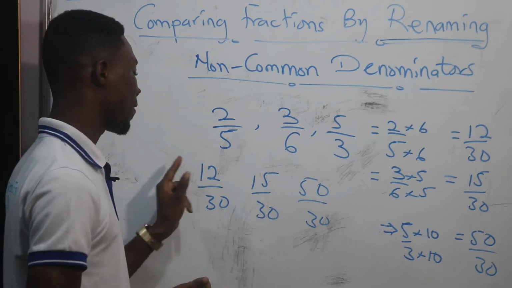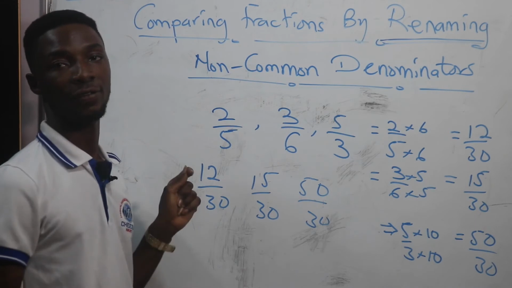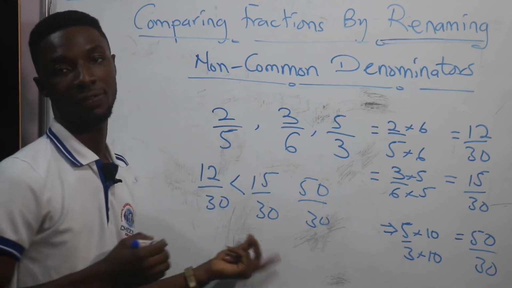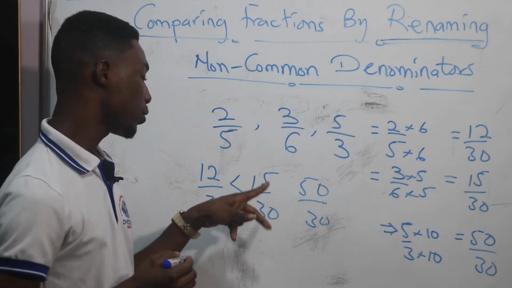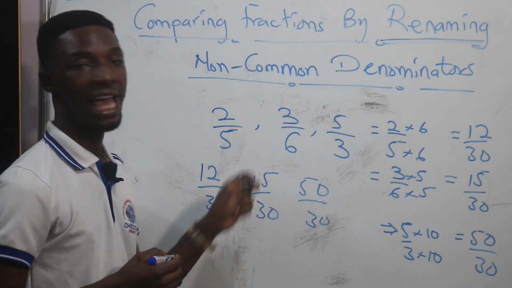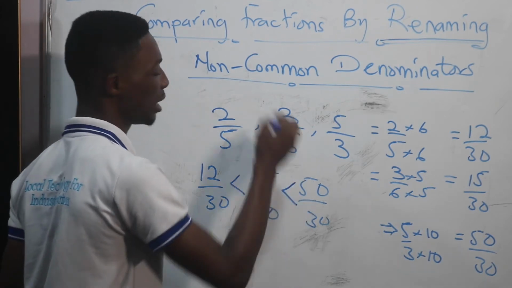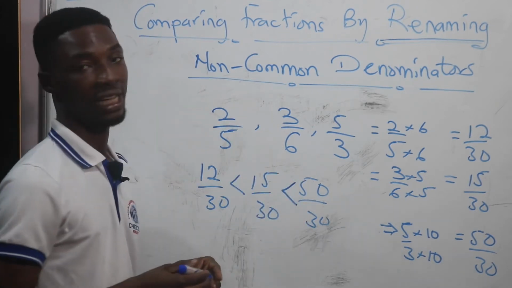Comparing the numerators, we can see that 12 is less than 15. So it means that 12 out of 30 is less than 15 out of 30. We can also see that 15 is less than 50. So this means that 15 out of 30 is less than 50 out of 30.